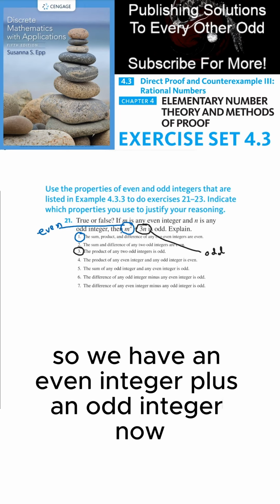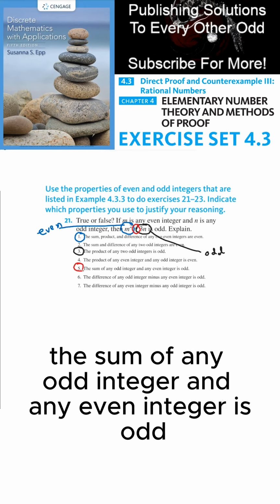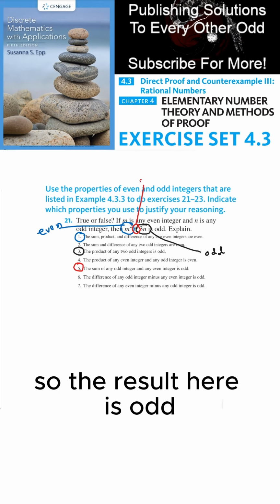So we have an even integer plus an odd integer. Now the sum of any odd integer and any even integer is odd. So the result here is odd.